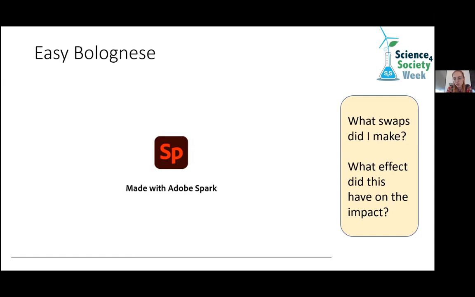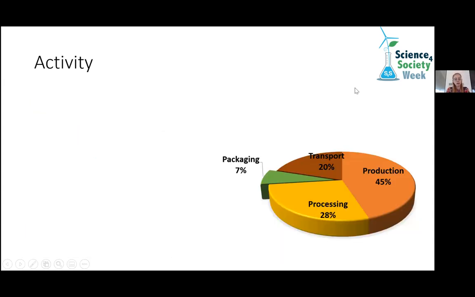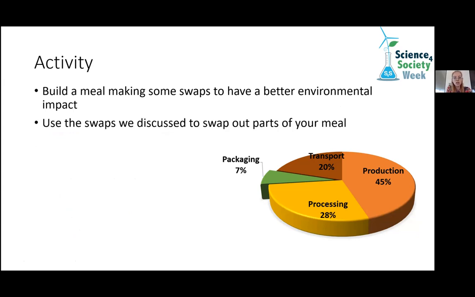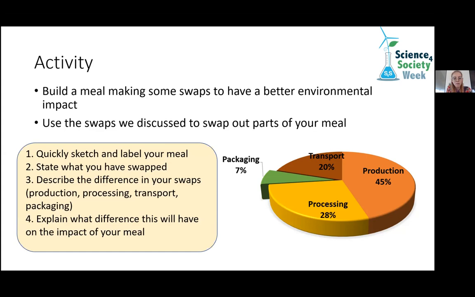So we're going to have a go at doing these swaps ourselves. We'll have a look at what we're going to do. We'll have a look with an example first as well. So what I would like you guys to do is build a meal making some swaps to have a better impact, using the swaps that we've discussed to swap out parts of your meal. So what I would like you to do is have a think about what you guys said your favorite foods were. It doesn't matter if you do your favorite food, you can use an example that you know you can swap something out of. So I want you to very quickly draw a quick picture of your meal.